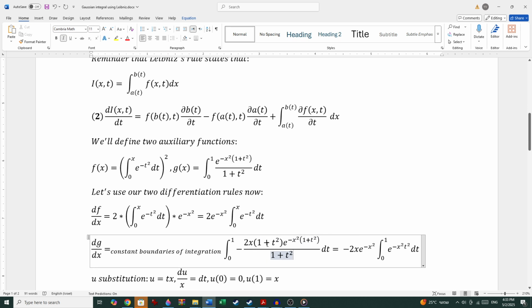And look at this, in the numerator and denominator we have this same expression, so they cancel each other out. So this is minus 2x e to the minus x squared, integral from 0 to 1, e to the minus x squared t squared dt. This is also very reassuring. Why? Because, of course, we've shown here that partial f to partial x, in this case, is bounded. And why does that matter?